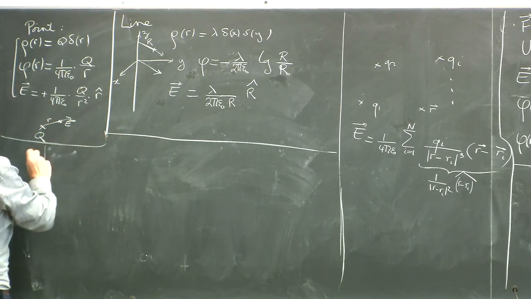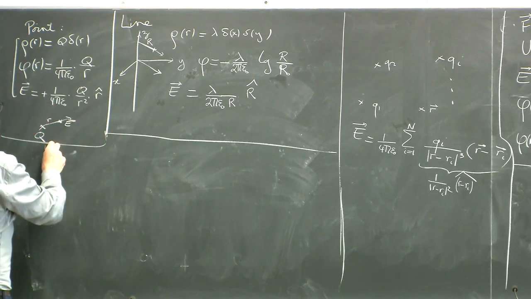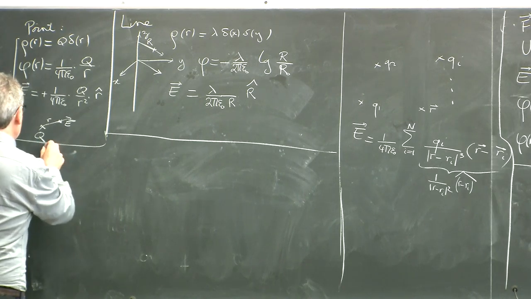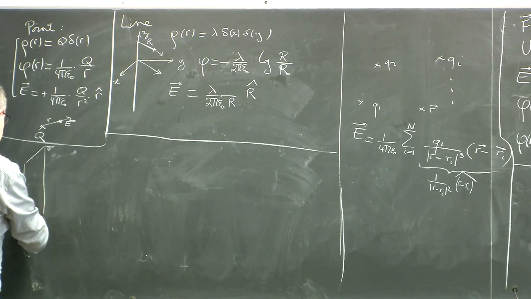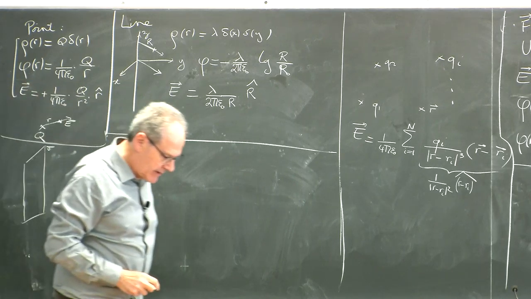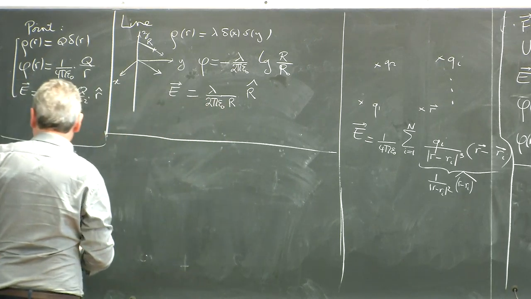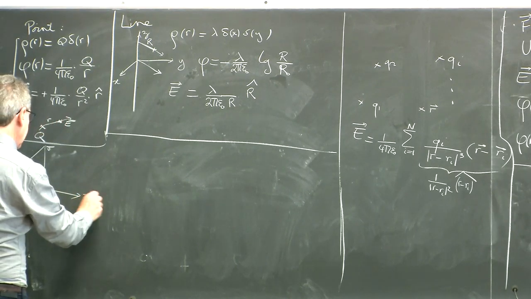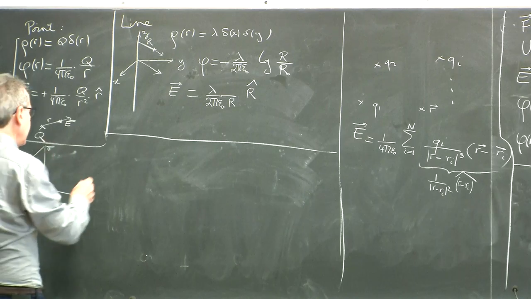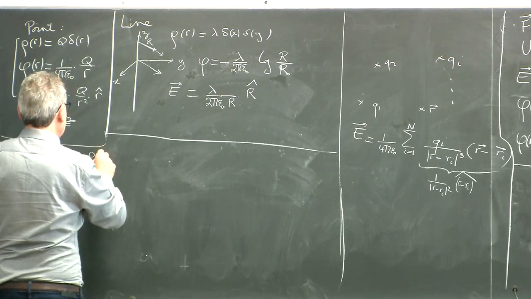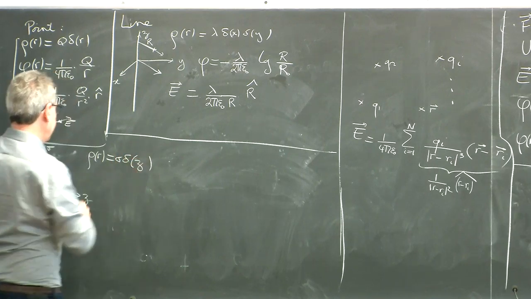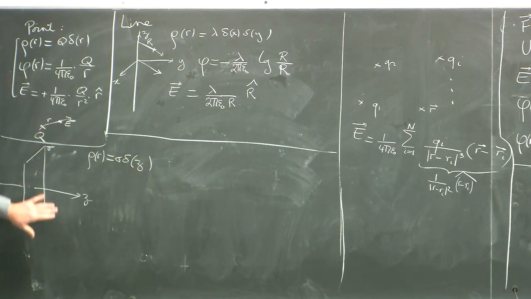So if you have a charged plane with a charge density sigma, the charge plane is something like this. If this is the z-axis, here are the x and y. So rho of r is sigma delta of z. Delta of z is this plane.